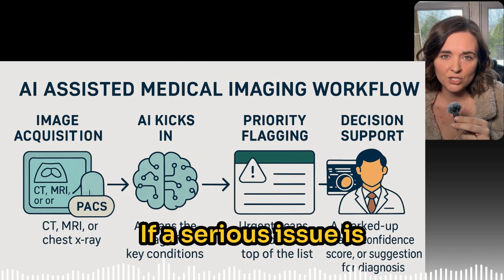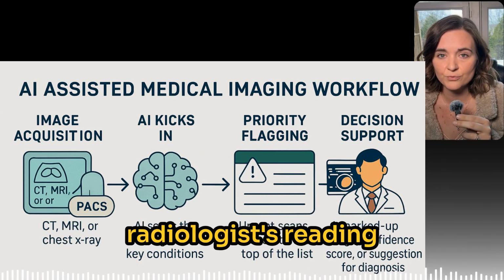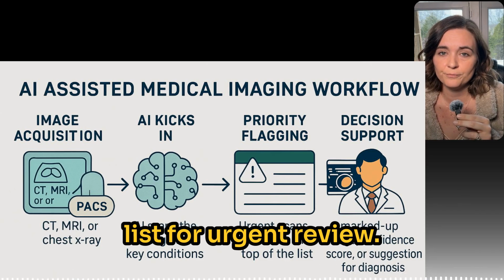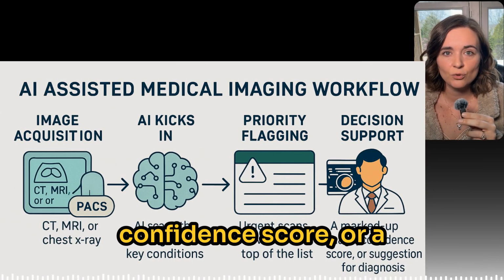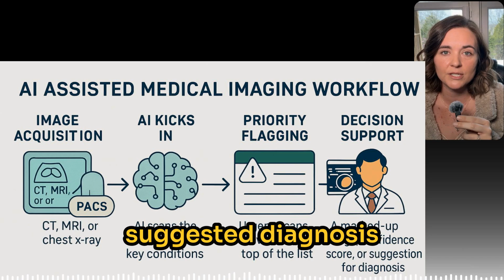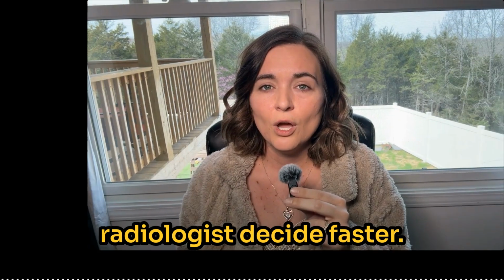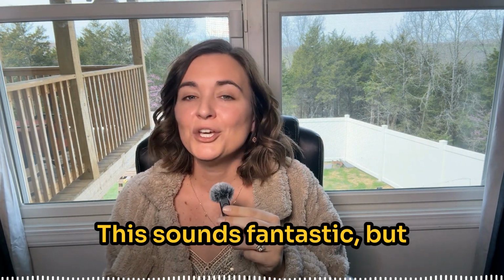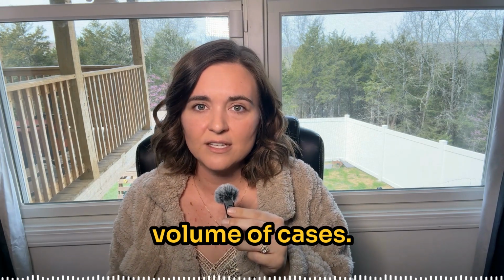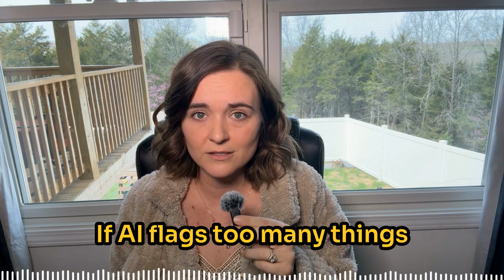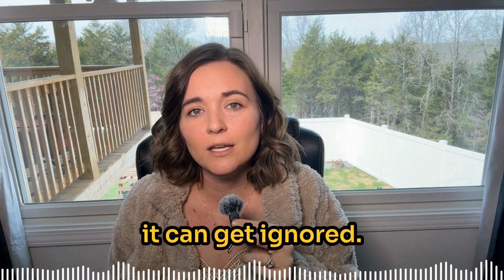If a serious issue is detected, the system can move that scan to the top of the radiologist's reading list for urgent review. The flagged case may come with a marked up image, a confidence score, or a suggested diagnosis. Ideally, this helps the radiologist decide faster. On paper, this sounds fantastic, but in practice, radiologists are managing a high volume of cases. If AI flags too many things or doesn't clearly explain why a scan is high priority, it can get ignored.